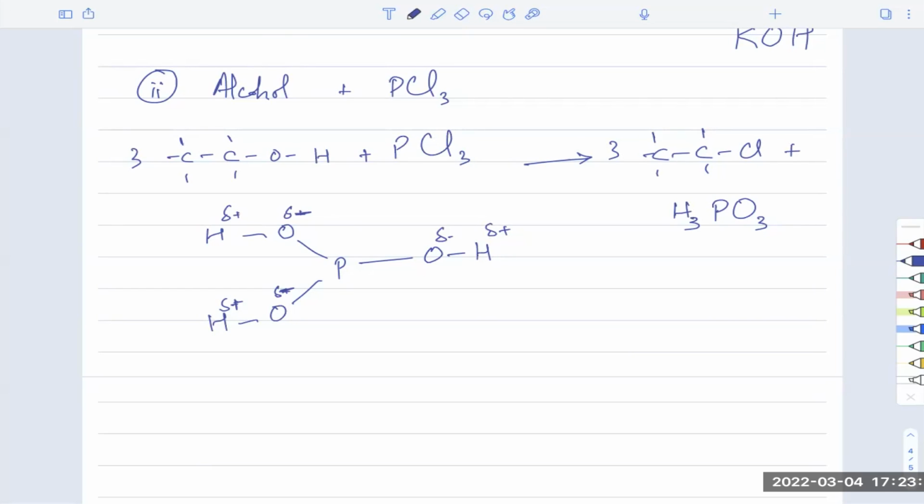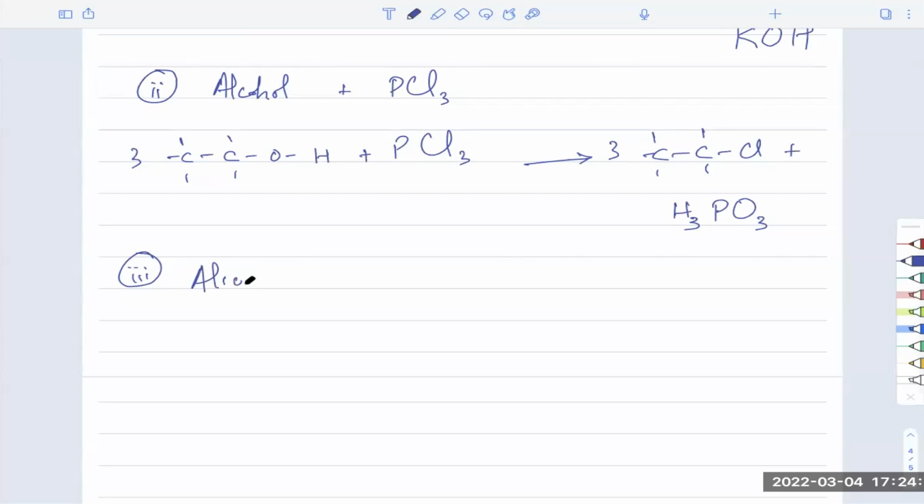So you are going to get this chlorine replaced with OH, but in this case, what's happening is that it has basically created a new acid, okay? And this acid is a weak acid. All right. Now, the third method is the one that I was talking about. Sorry, I confused the two. I take the alcohol and it reacted with PCl5.